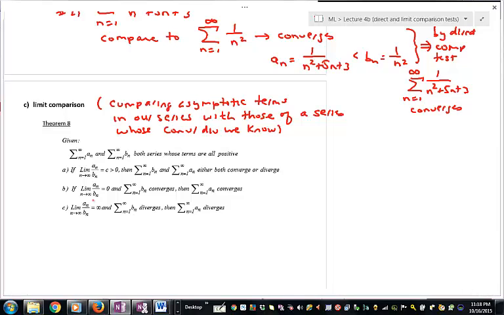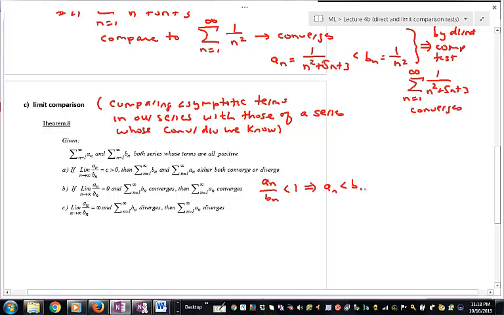But if the limit of that ratio goes to 0 and the B series converges, then the A series has to converge. And this is kind of obvious in the sense that, if you think about it, in order for the limit of the ratio to go to 0, eventually the ratio has to get less than 1. So after some n, an over bn is less than 1, which tells us that an is less than bn. And so by the direct comparison, although we have to do a little bit of work, the direct comparison test suggests that if this converges, then this series has to converge also. Okay?